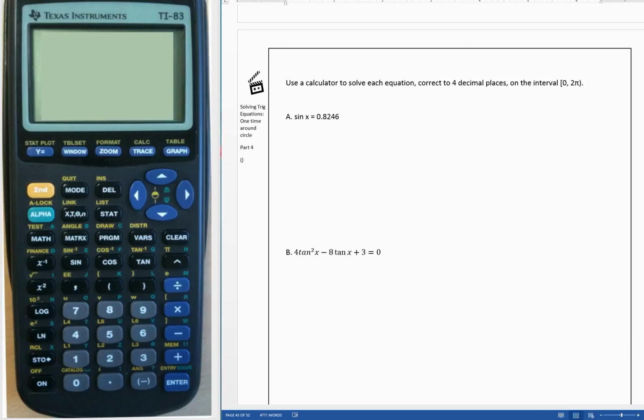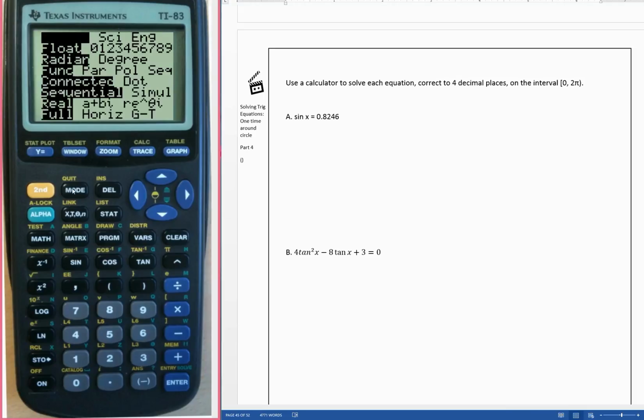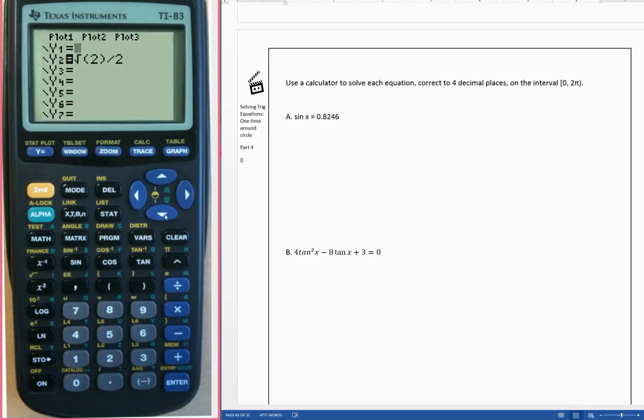So our directions here say use a calculator to solve each equation correct to 4 decimal places on the interval from 0 to 2 pi. So the first thing I want you to do is make sure your calculator is in radians. And then in our y equals, we're going to put in our sine of x in y1. And in y2, we're going to put the other side of the equation, 0.8246.